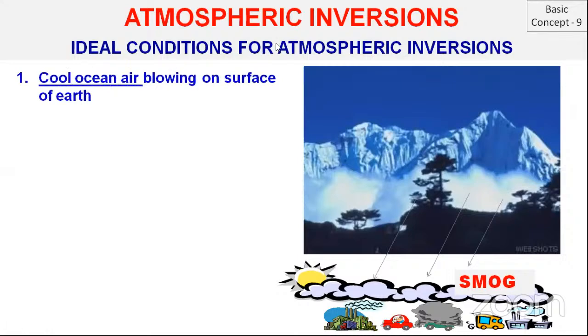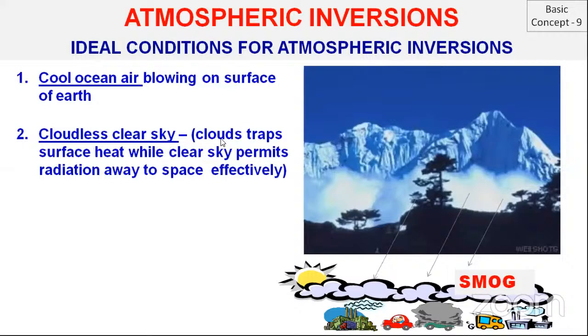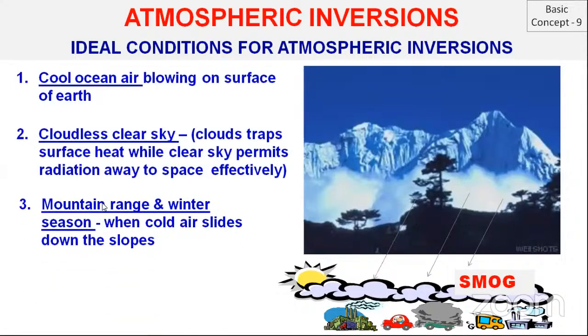You see, the ideal conditions to form the temperature inversion, or atmospheric inversion, are clean ocean air, which is cool, blowing on the surface of the earth, and a cloudless, clear sky. The sky is always clear, but below the cloud there is always haziness because of the smog formation, and a mountain range and the winter season. These are the 4 important preconditions for the phenomenon of atmospheric or temperature inversions: cool ocean air, cloudless clear sky, mountain range and also the shore, cold oceans, and winter season. All are very good for the smog formation and inversions to happen.